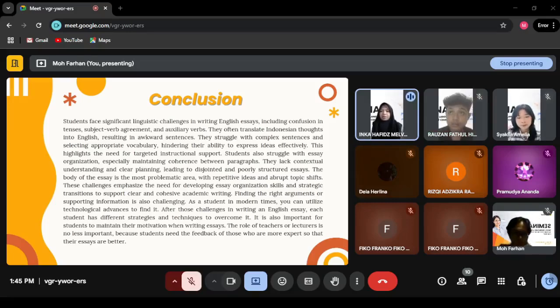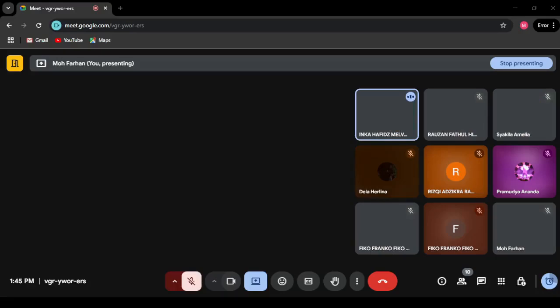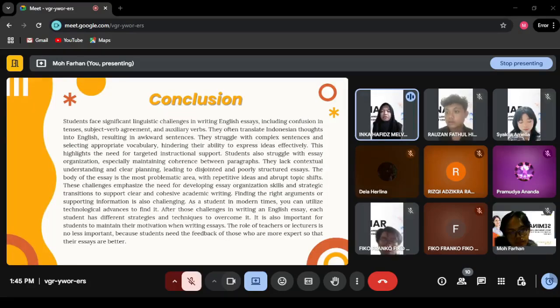Finding the right arguments for supporting information is so challenging. As students in modern times, you can utilize technological advances to find it. After all the challenges in English essays, each learner finds different strategies and techniques to overcome them. It is also important for students to maintain their motivation when writing essays. The role of the teacher or lecturer is no less important because students need feedback from those who are more expert so that their essays are better.